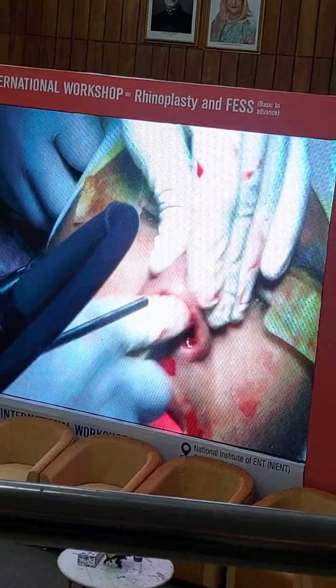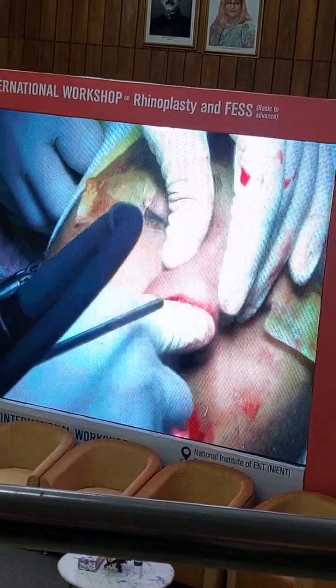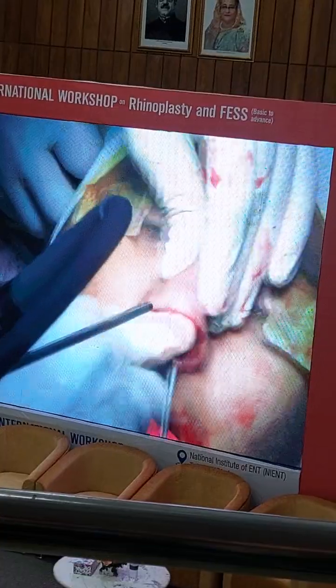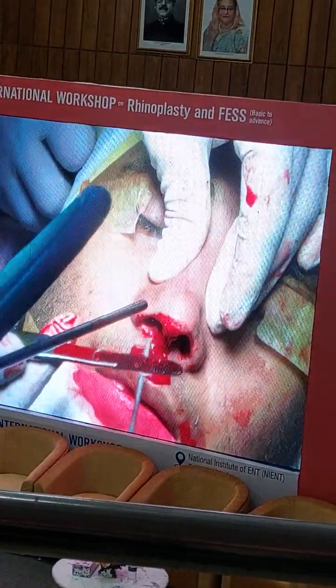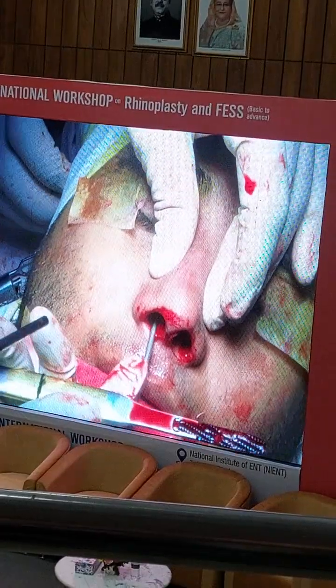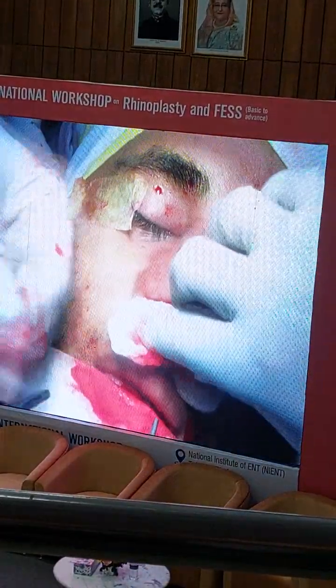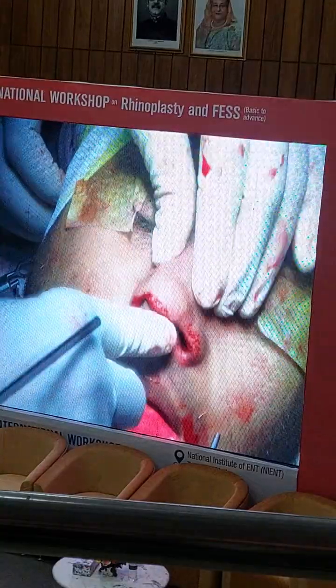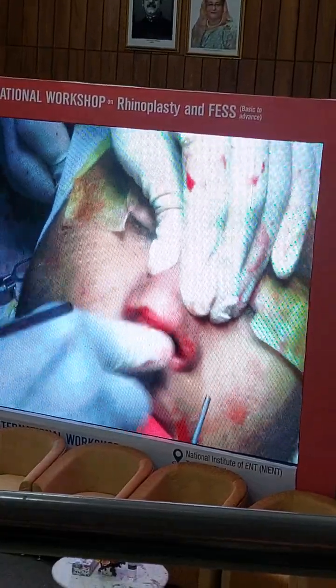Sir, what is the purpose of grasping, sir? Reduce the elevation, because it is rising over the bone, just on the right side of the area. For smoothing, for a good contour of the dorsum.